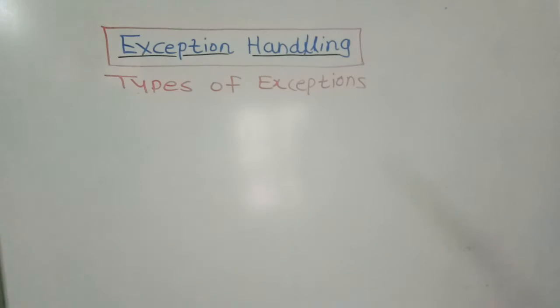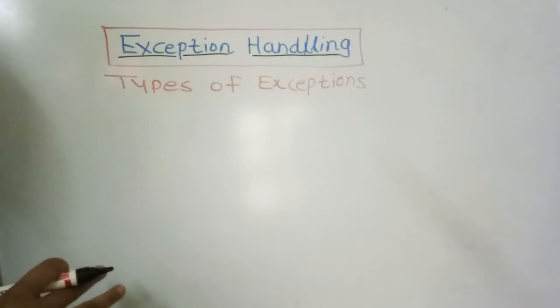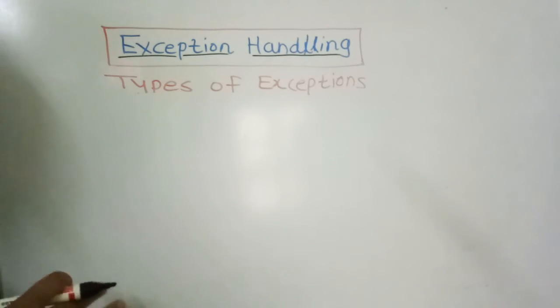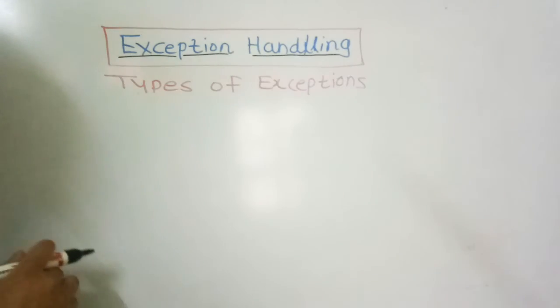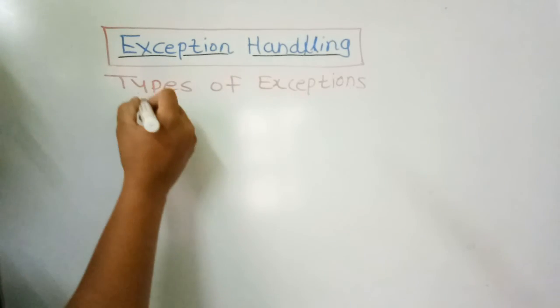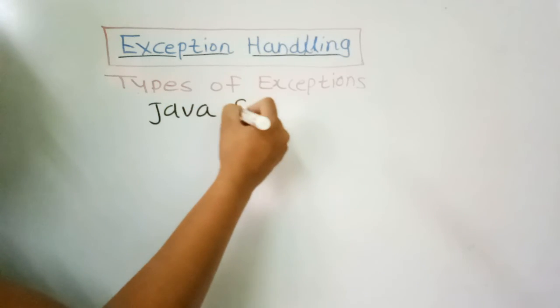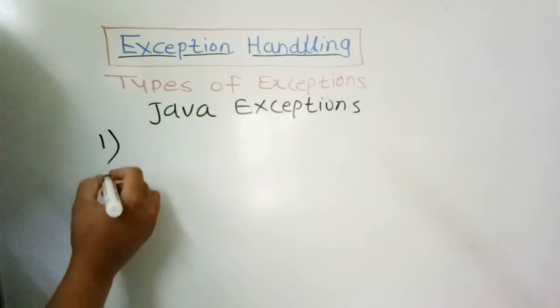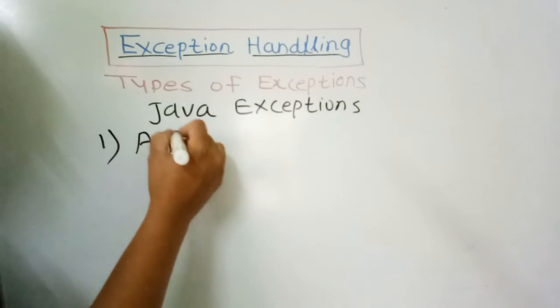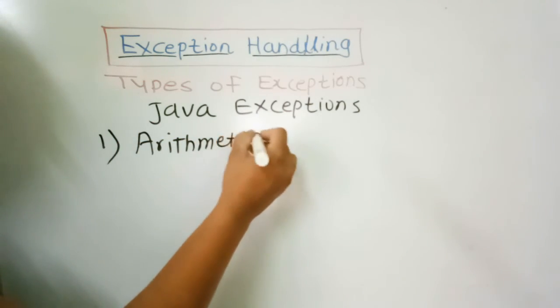Now we have talked about exceptions in many types. But which exceptions can actually occur, or which problems do we have to deal with? Those are the different Java exceptions. First of all, the arithmetic exception.